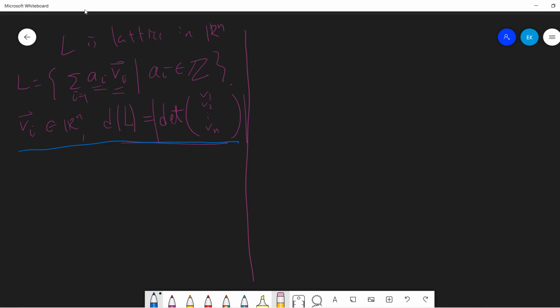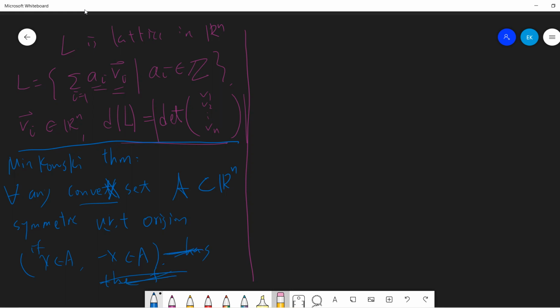Also, the Minkowski theorem says that for any convex set, where convex means that if you have any two points x and y, and you draw a direct line connecting them, all of these points must lie in A. So any convex set A, a subset of R^n, symmetric with respect to the origin.